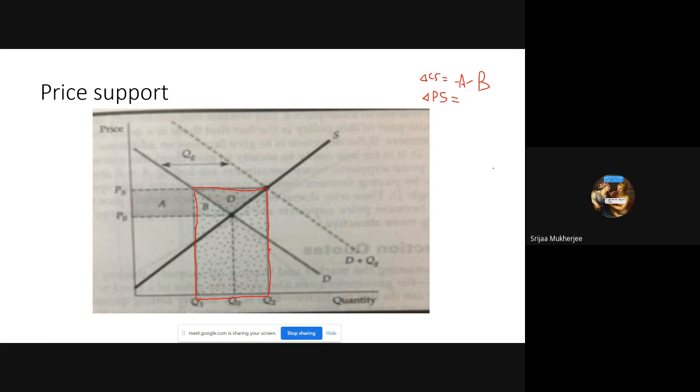Ma'am, no change. Oh no, no change. Ma'am, no. plus D plus D, ma'am.